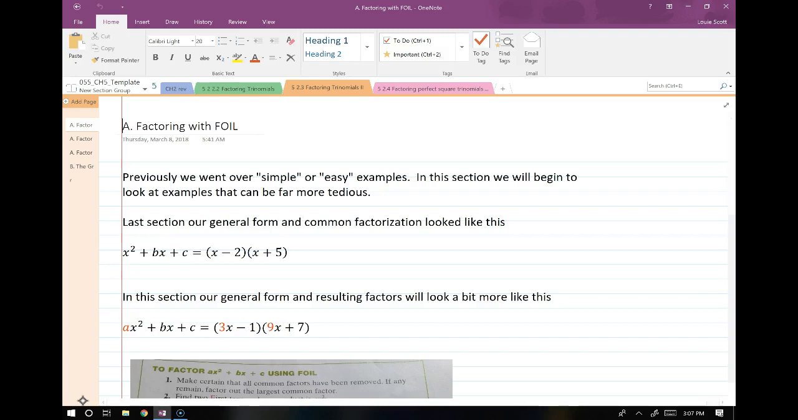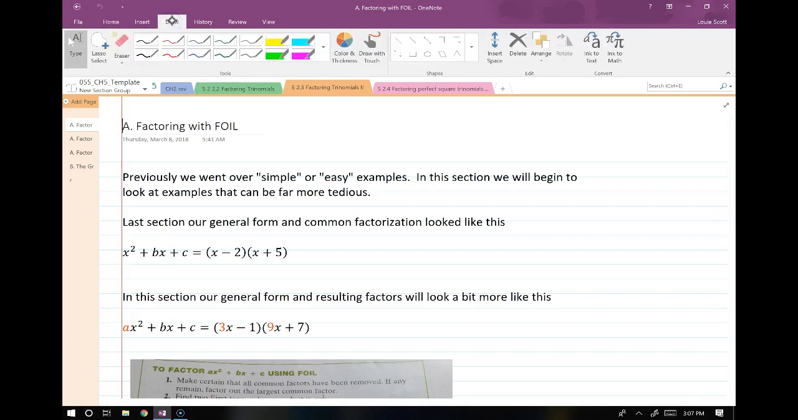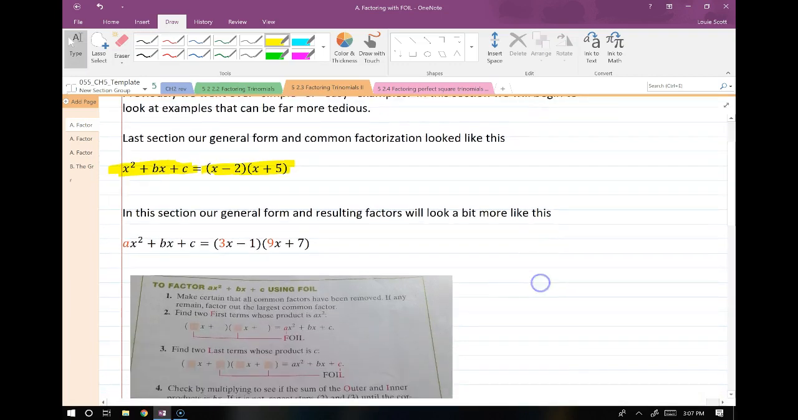Yesterday, we went over how to factor basic trinomials, and those trinomials look like this first example right here. This is the general form of the type of trinomial that we factored yesterday, and this is an example of what a factorization of that might look like. When we're talking about factoring, those are considered the basic or the more easy examples. In this chapter, we look at some that are slightly different.